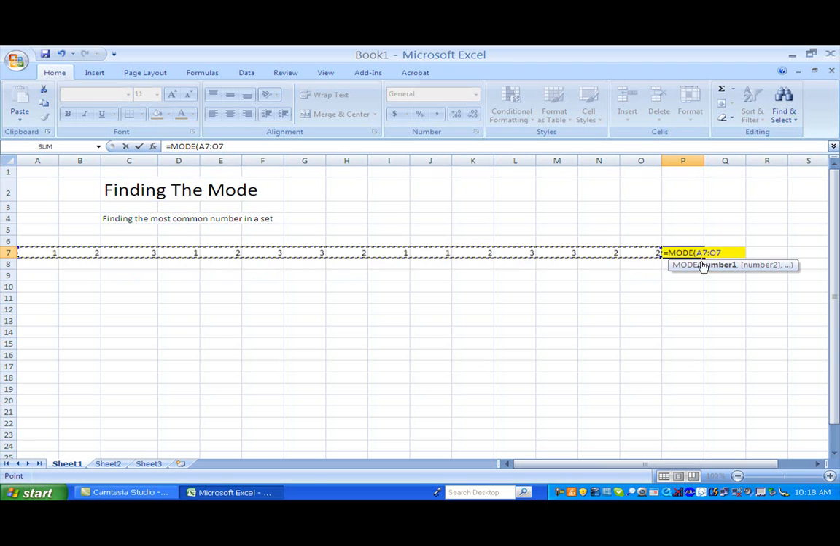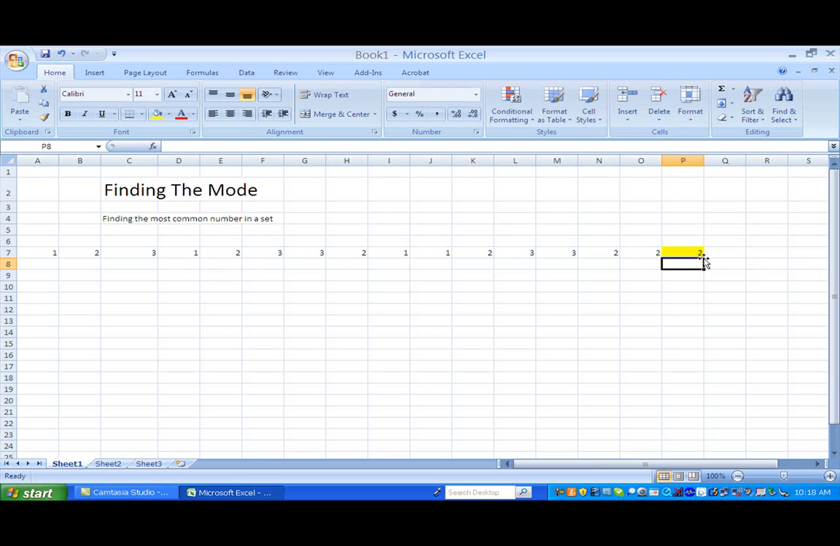Look what the formula bar says. It says equals mode, parenthesis, A7, and then the colon, you read that through. It's A7 through O7. Now the only thing I have left to do is push the Shift key and then push the 0, which makes the right-hand parenthesis, and I'm finished except for one thing, which is pushing the Enter key. So when I push the Enter key, the computer tells me that the mode of all these numbers is 2. And if you count, you'll see that 2 is in fact the most common number.